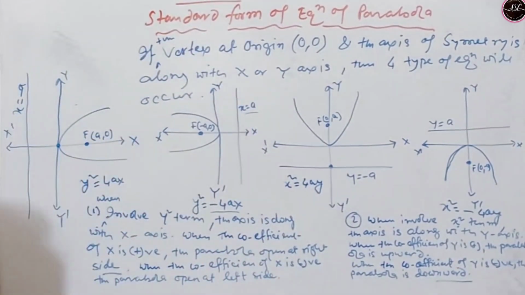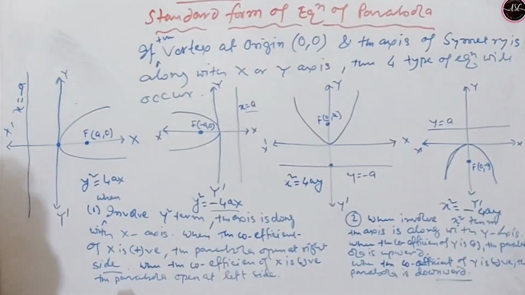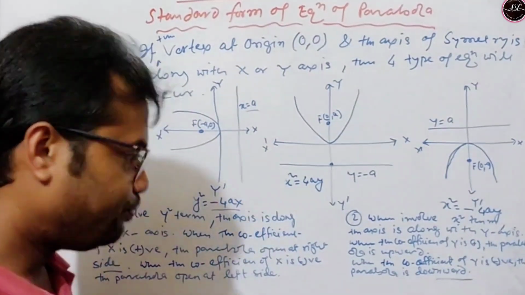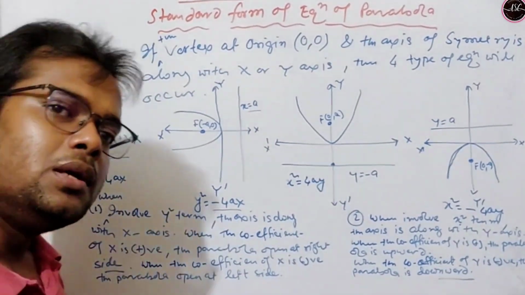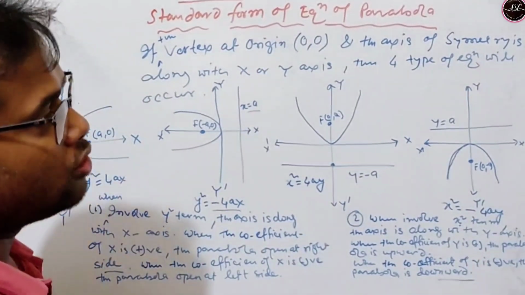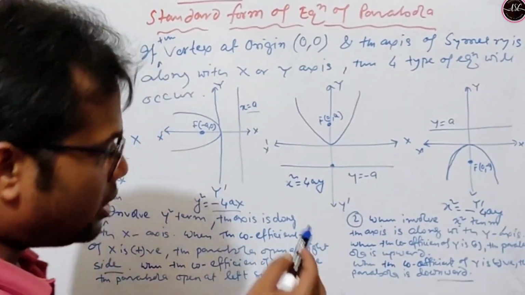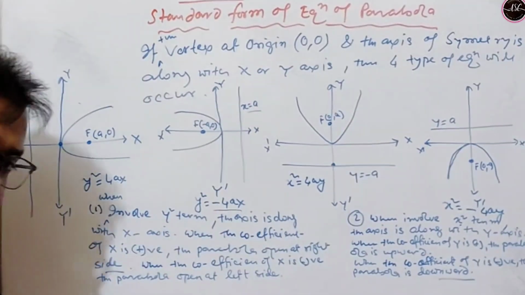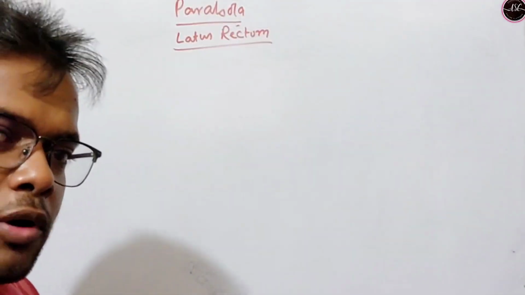Okay, so we have learned 4 types of equation of parabola, when the vertex is at the origin and the axis of symmetry is along the x or y axis. We get 4 types of equation and some observations we have found. Now we will learn about the latus rectum.